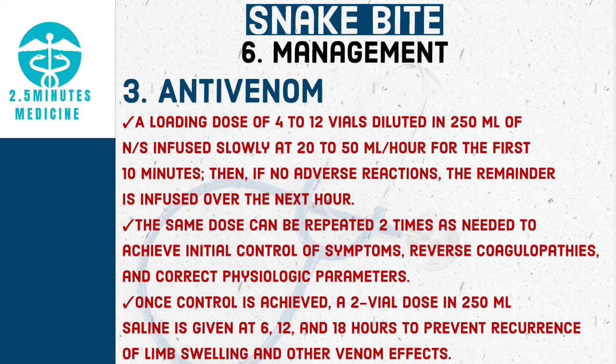A loading dose of 4 to 12 vials diluted in 250 ml of NS infused slowly at 20 to 50 ml per hour for the first 10 minutes. Then, if no adverse reactions, the remainder is infused over the next hour. The same dose can be repeated 2 times as needed to achieve initial control of symptoms, reverse coagulopathies, and correct physiologic parameters. Once control is achieved, a 2-vial dose in 250 ml saline is given at 6, 12, and 18 hours to prevent recurrence of limb swelling and other venom effects.